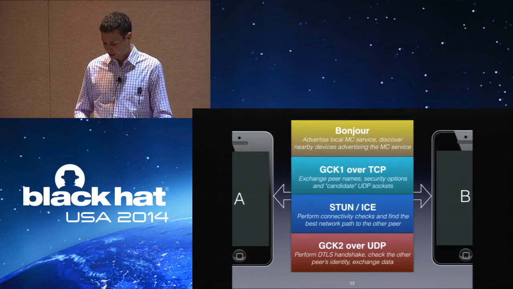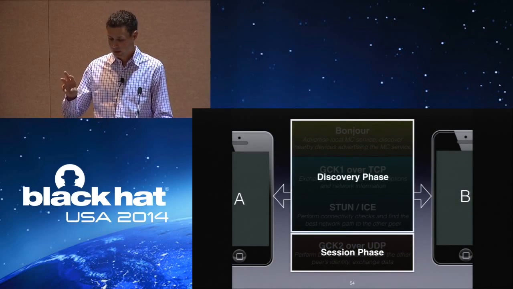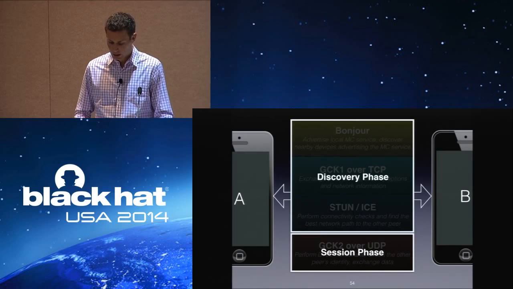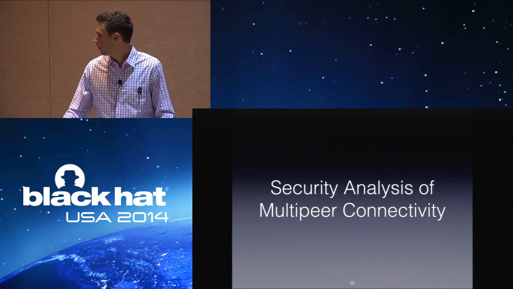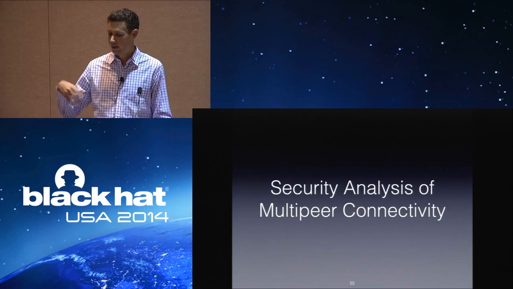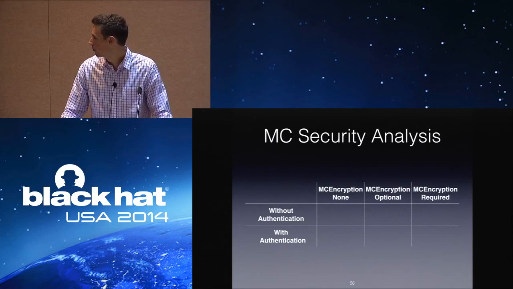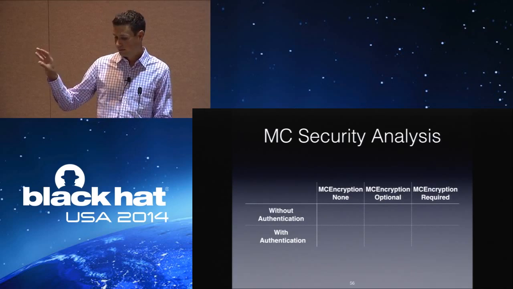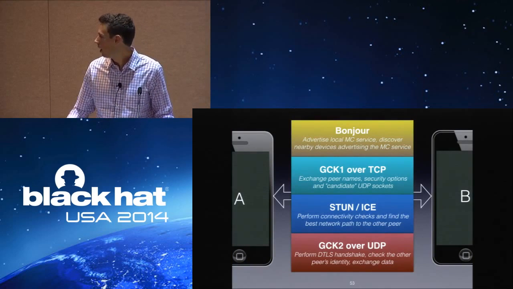When you're reading the documentation, they mention two things, the discovery phase and the session phase. The discovery phase is these first three protocols, and the session phase, where you actually exchange data, is the last one. Now I'm going to talk about how the security settings I mentioned affect the whole flow. As I said, there are 3 levels of encryption, none, optional, and required, and authentication, which can be enabled or disabled. When you change these settings, the only thing that gets affected is the last protocol, GCK2.